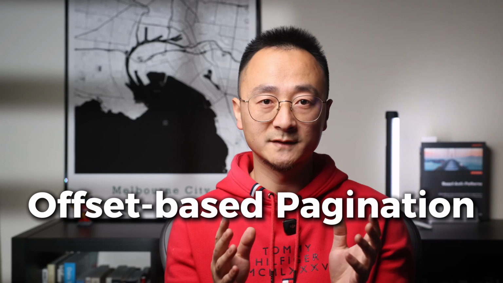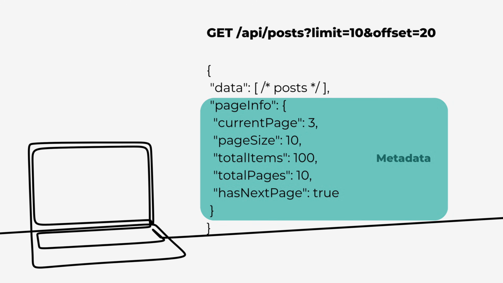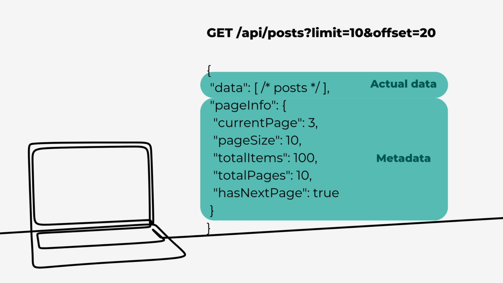Let's start with the easier one to wrap your head around, offset-based pagination. Think of it like flipping through a magazine. On page 1, you skip nothing and take the first 10 articles, and on page 2, you skip the first 10 and take the next 10. At the database table level, you would only return a subset of the data from a particular position. And in a RESTful API, you might call GET /api/posts with limit equal to 10 and offset equal to 20. The response often comes with metadata plus your actual data.